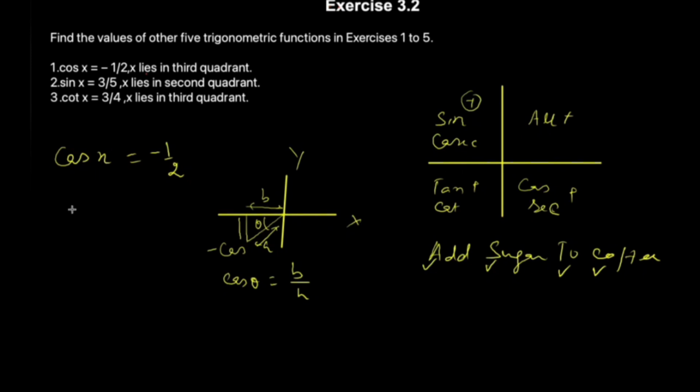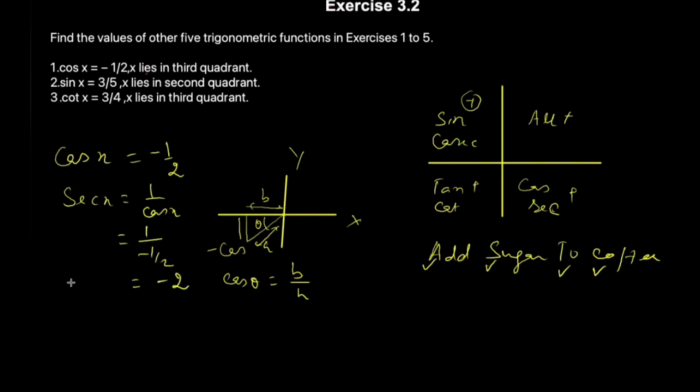You know cos theta, so of course you also know sec theta. Sec theta would be the opposite, 1 by cos x, which is nothing but 1 upon minus 1 by 2, which is nothing but minus 2.